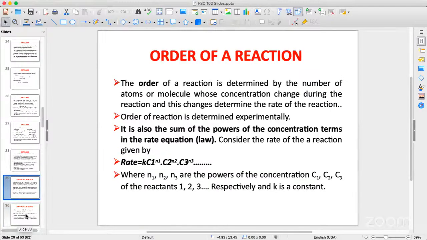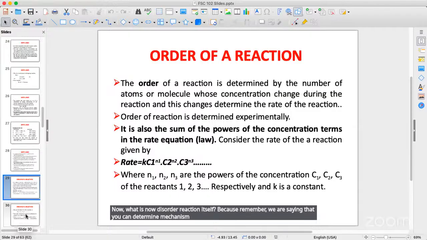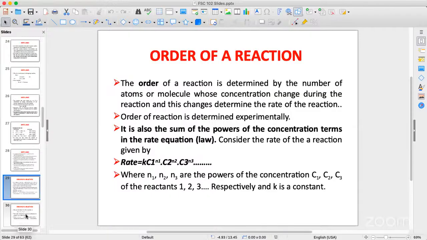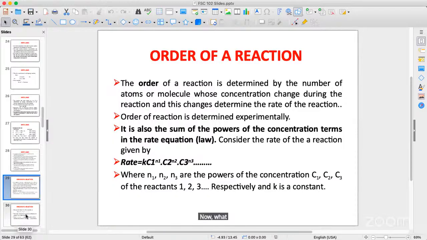Now, what is this order of reaction itself? Remember, we are saying that you can't determine mechanism without the order of reaction. You must know the order, because the order will tell you what the mechanism looks like. What is the order of reaction itself? What does it really mean?